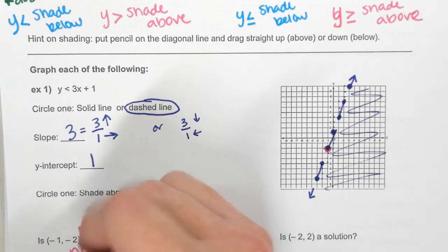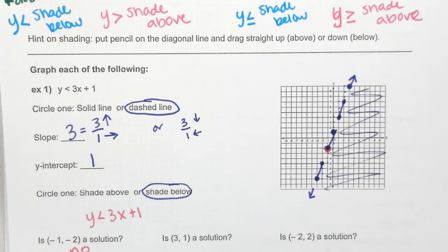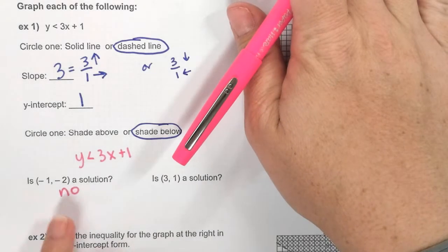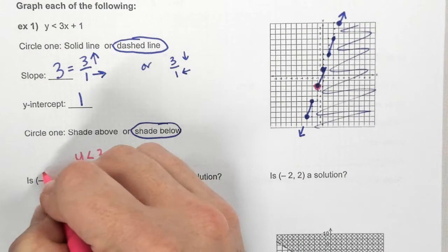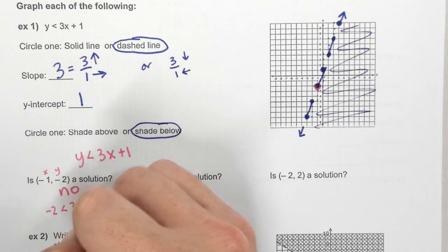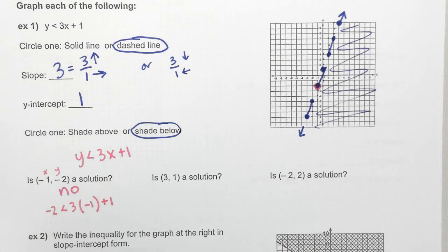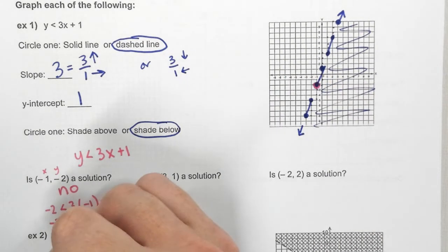Now, I want you to realize too, you'll see why I'm doing this in a little bit. You can do it mathematically. Now what if you didn't have the graph and I said, hey, is this a solution to that inequality? You would literally just plug it in. This is my x, this is my y, so instead of y, I'm going to write -2 is less than 3 times x, which is -1, plus 1. Well, you don't have to do any math in your head. 3 times -1 plus 1 is -2. Is -2 less than -2?